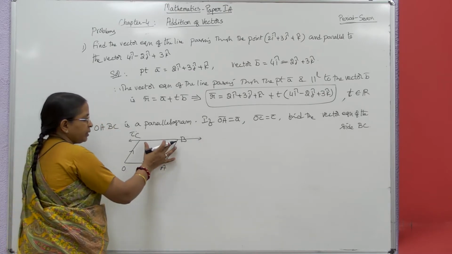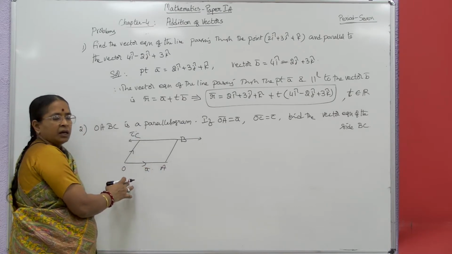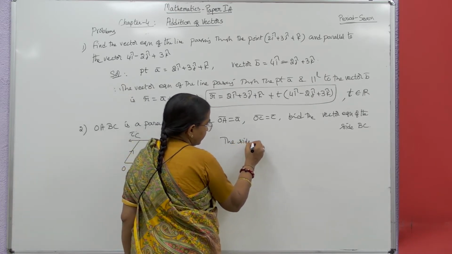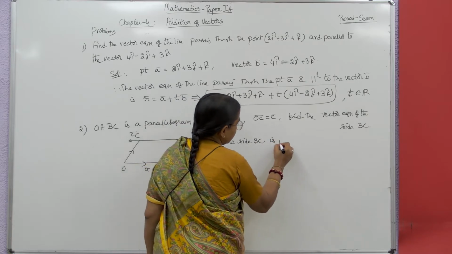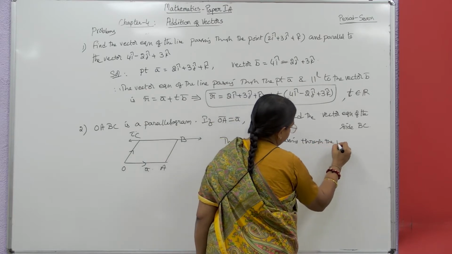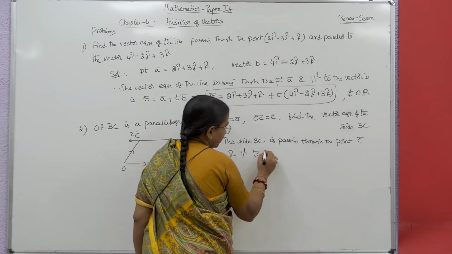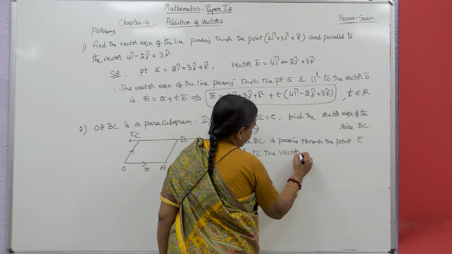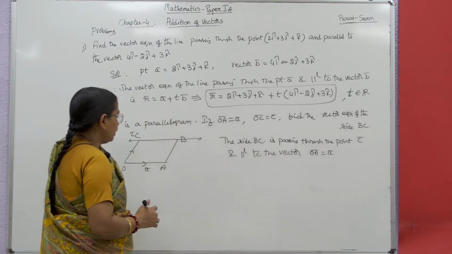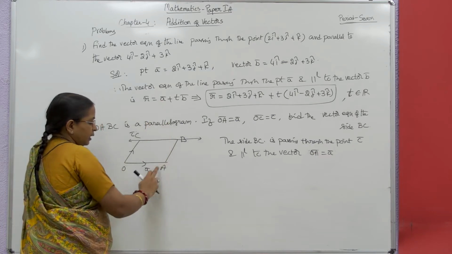So what you do here, BC is passing through the point C and it is parallel to the vector A. So it is similar to this. The line BC is passing through the point C and parallel to the vector OA, that is A. So parallel to the vector A and passing through the point C. Point is C and vector is A.